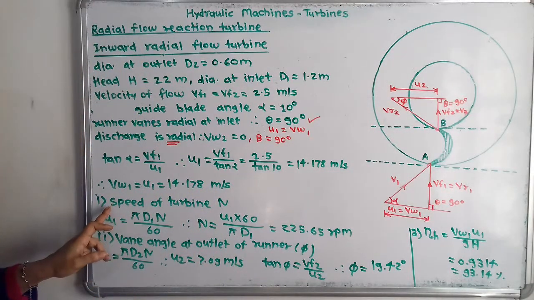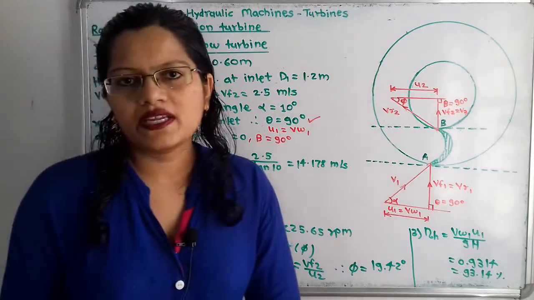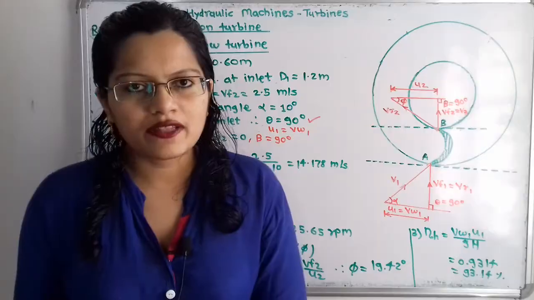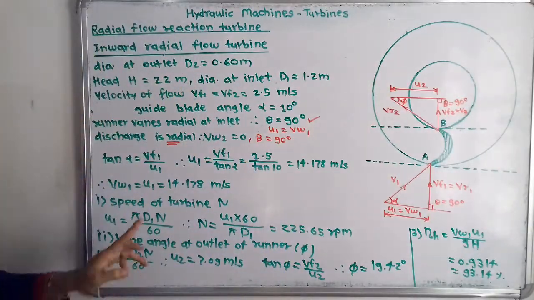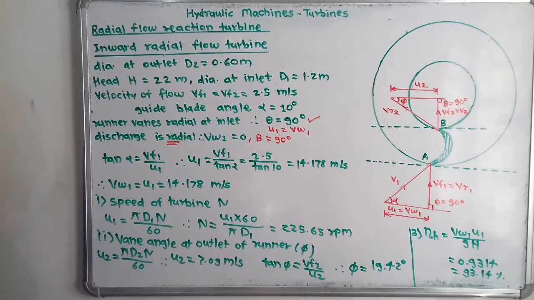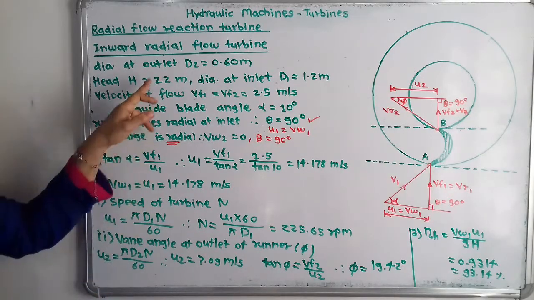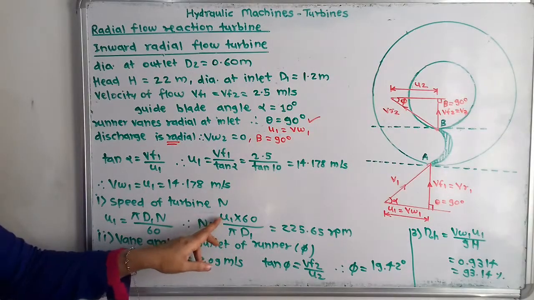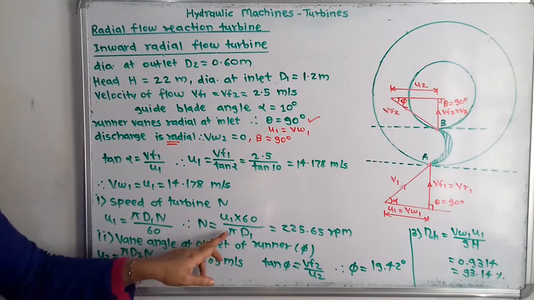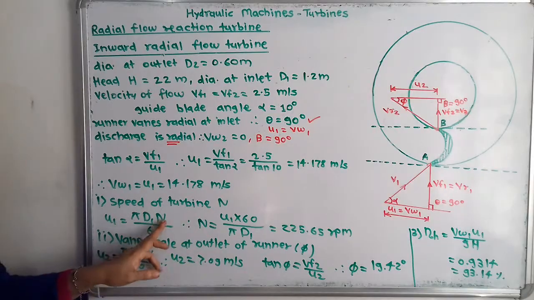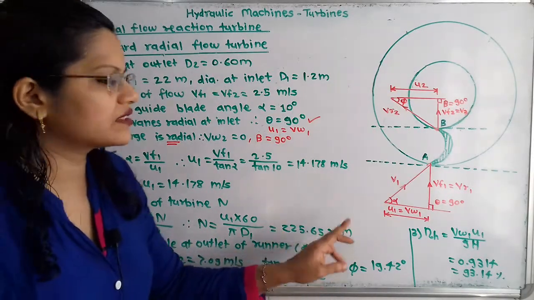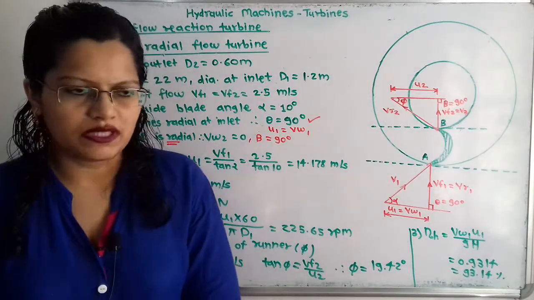Now we will find out the speed of turbine N, that is the value in RPM. What is the formula here? U1 is equal to pi d1 N by 60, where d1 is the diameter. The diameter at inlet d1 is 1.2 meter, that is given. Then U1 we have calculated, and if we put the values, there is only one unknown term, N. So N is equal to 225.65 revolutions per minute.